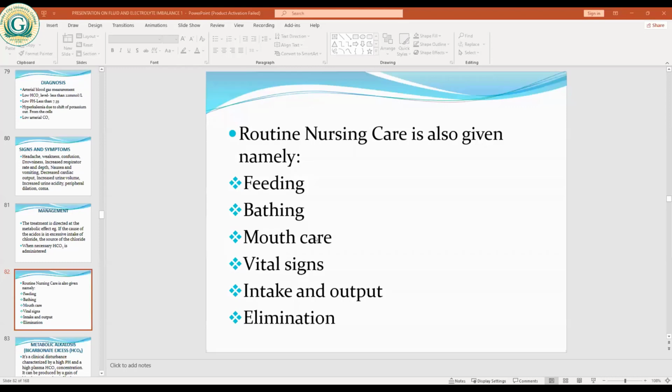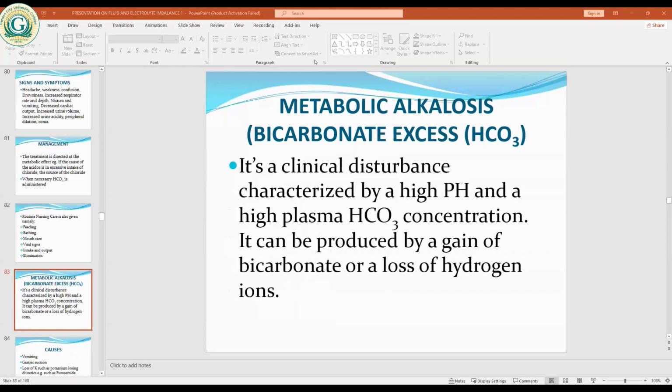Before I move to metabolic alkalosis, let me hear and take your questions on metabolic acidosis, before I move to alkalosis.